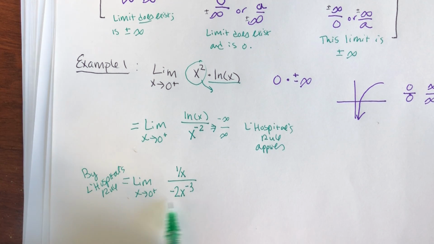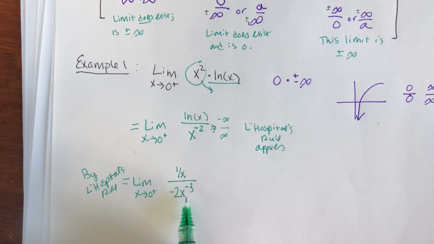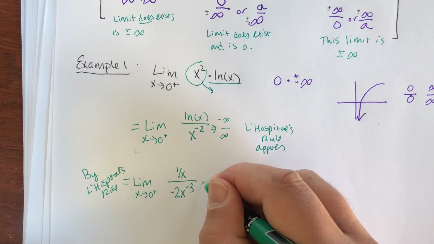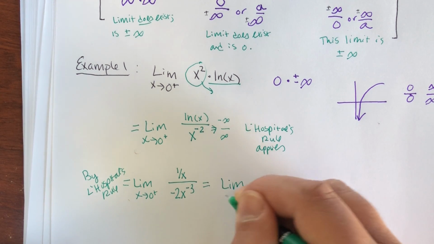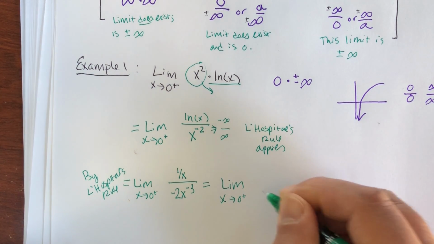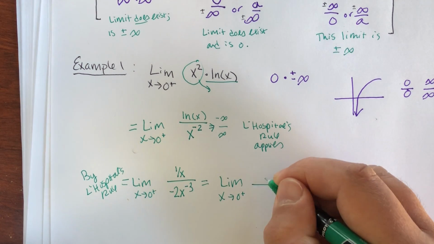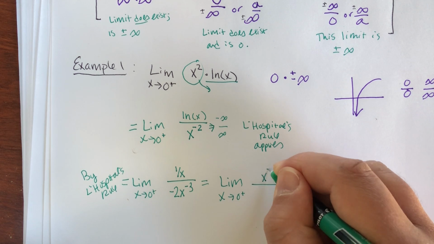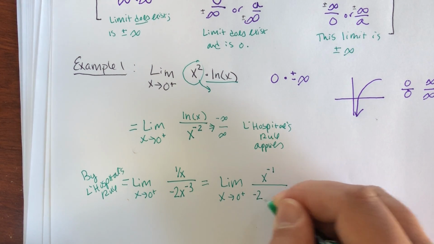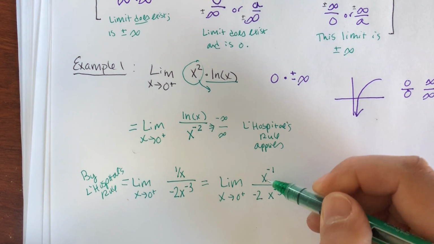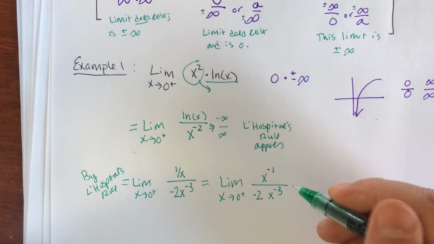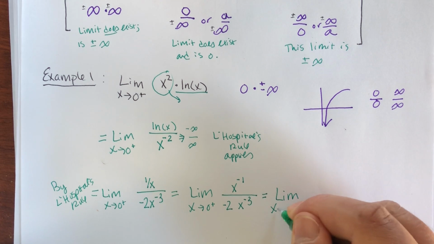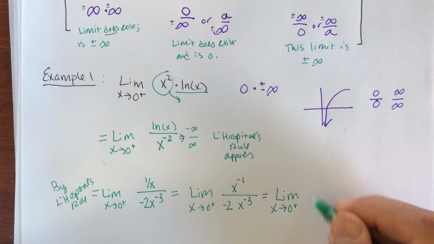So maybe instead of just using direct substitution, before I do that, I should try to use some algebra here, right? Remember that I can rewrite this limit as x goes to 0 from the right. I can rewrite the top as x to the negative 1, and because I have a power of x on top and a power of x on the bottom, using our exponent rules, I can subtract those exponents.